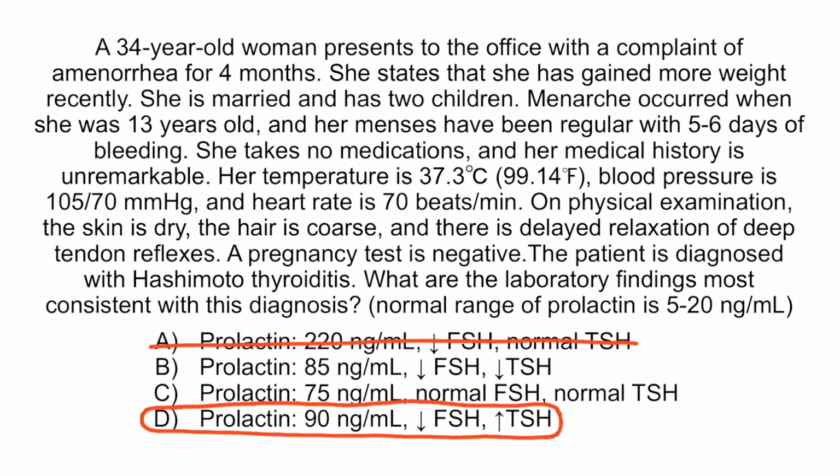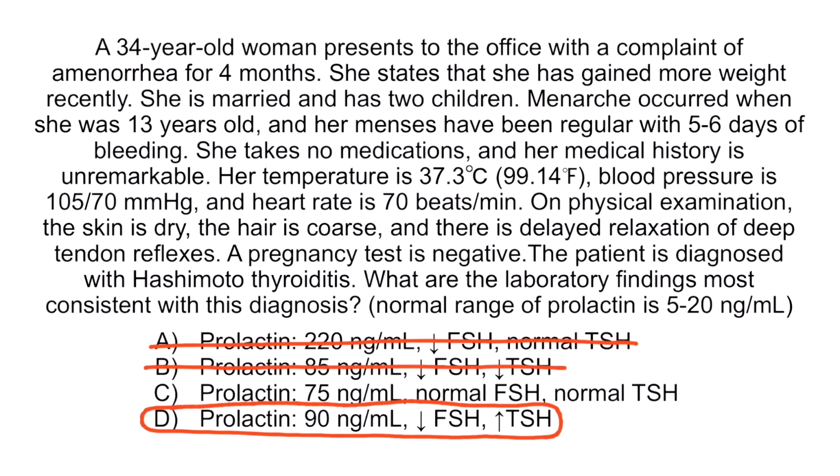In choice B, we have a prolactin of 85 along with low FSH and low TSH. These findings are most consistent with a non-functional pituitary adenoma. This causes low to moderately elevated levels of prolactin due to disrupting dopaminergic inhibitory pathways. Elevated prolactin leads to decreased FSH, and TSH is low, likely due to compression of normal thyrotroph cells by the adenoma. So choice B is incorrect.